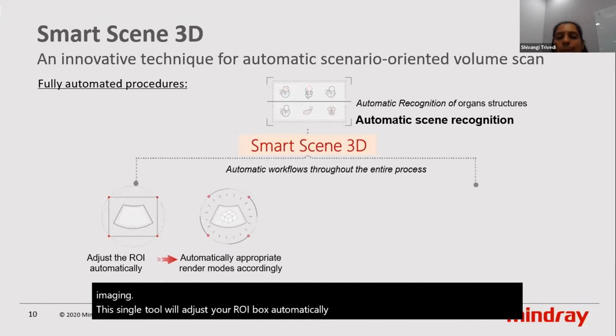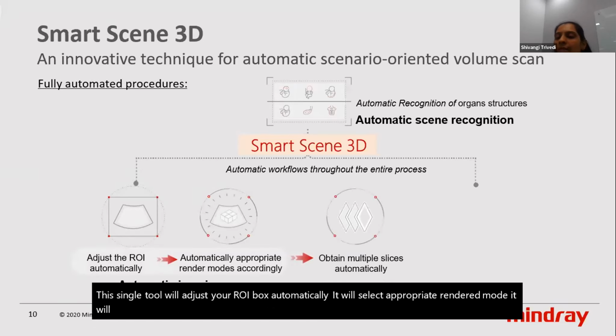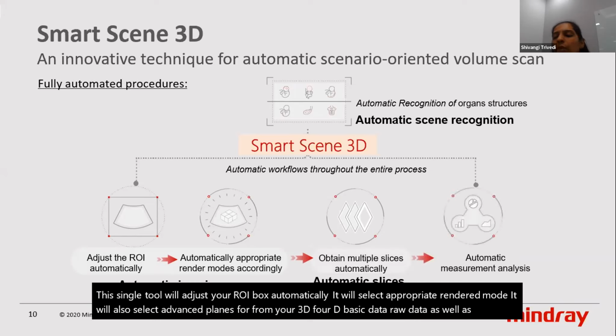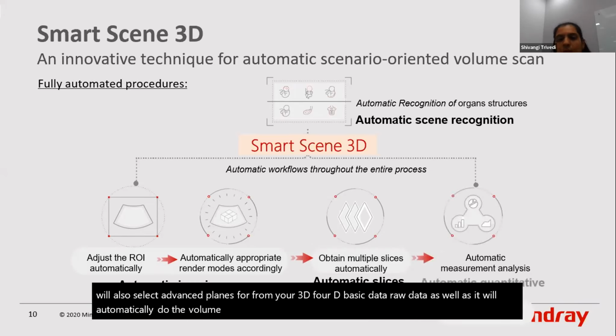It will select the appropriate rendered mode. It will also select advanced planes from your 3D 4D basic raw data, and it will automatically do the volume calculations also.